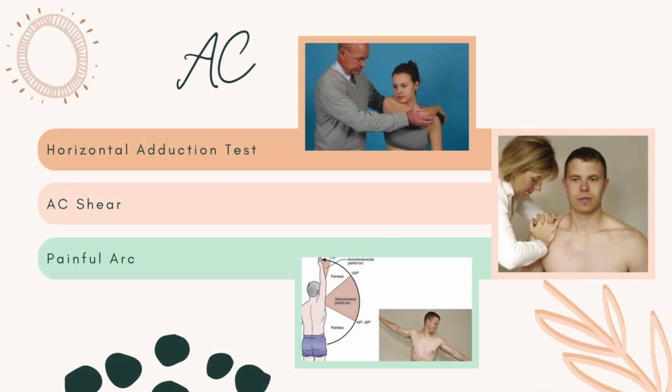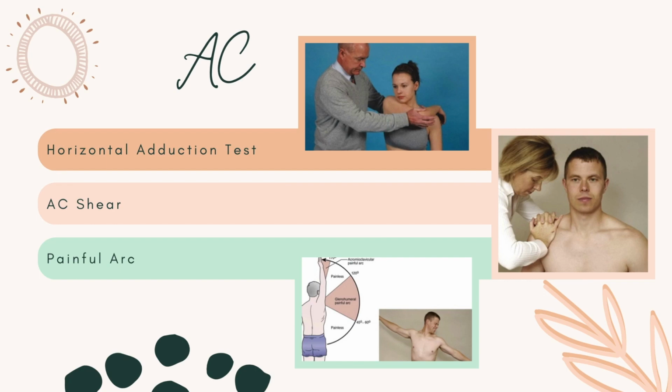Next, we're going to talk about AC. Horizontal adduction test is self-explanatory. You're going to passively move them into horizontal adduction and apply overpressure at end range. And essentially, the positive test is just pain over the AC joint.